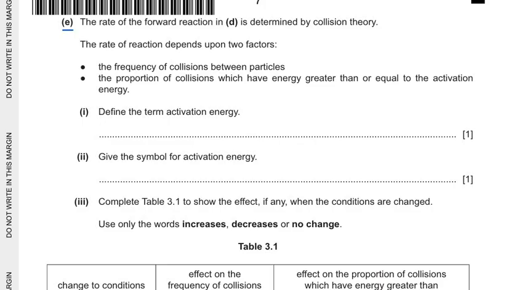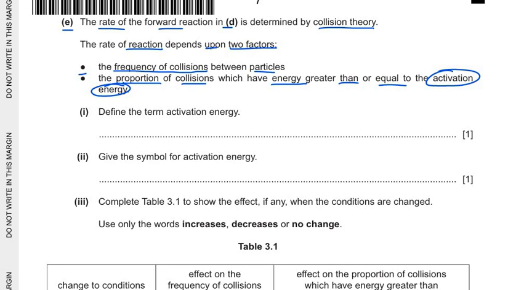Now the E part: the rate of the forward reaction in D is determined by collision theory. The rate of reaction depends upon two factors: the frequency of the collisions between the particles and the proportion of collisions which have energy greater than or equal to the activation energy. Now define the term activation energy.